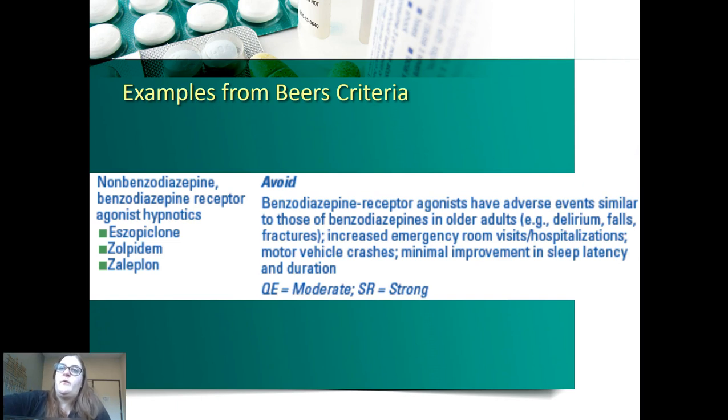This is specifically for the non-benzodiazepine, benzodiazepine receptor agonists. A lot of times we call them Z drugs. These have really similar properties to benzos, and then they have a few extra things that are bad. So really, there's no benefit at all in older adults to using these. They cause just as much delirium, just as many falls.